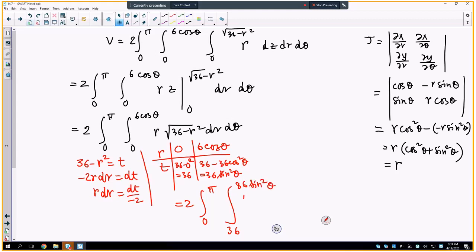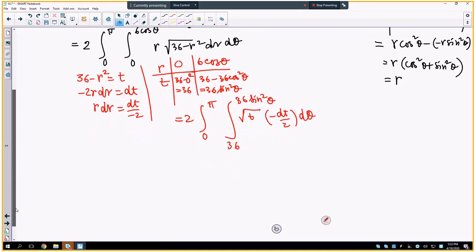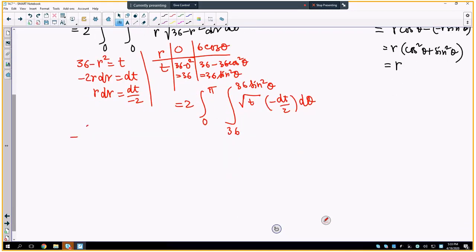You have r dr and square root of 36 minus r squared, which is square root of t, and r dr is minus dt over 2, and finally we have d theta. So at this point we're going to take this minus 1/2 out, and I'm going to get minus integration 0 to pi, integration square root of t, so square root of 36 sine square theta, which is 6 sine theta.